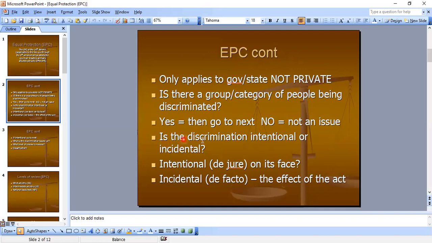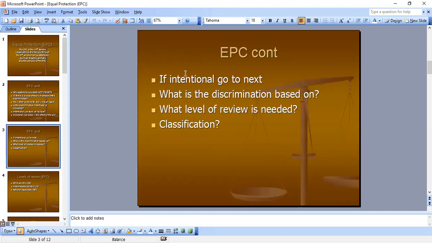We go to, is the discrimination intentional or incidental? Okay, intentional means it's on its face, and incidental means the effect of the act. Okay, so there's two different ones there. EPC continued. If intentional, we're going to go to the next one. What is the discrimination based on? What level of review is needed? And the classification. Okay, so these are the 3 steps for intentional, and I'll go over those.